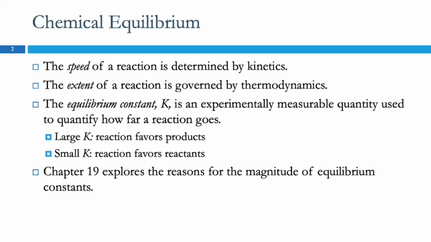So we mentioned equilibrium on Monday when we were talking about reaction mechanisms. Now we're going to learn a lot more about it. The speed of a reaction is determined by kinetics, and that's what we've spent the last 2.5 weeks talking about. How fast does the reaction go? The extent of a reaction is governed by thermodynamics. So the equilibrium constant, capital K, is a measurable quantity that quantifies how far a reaction goes.